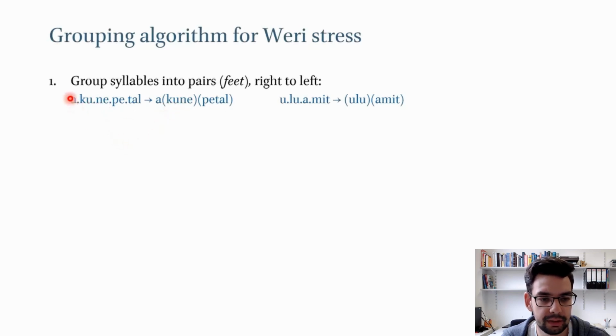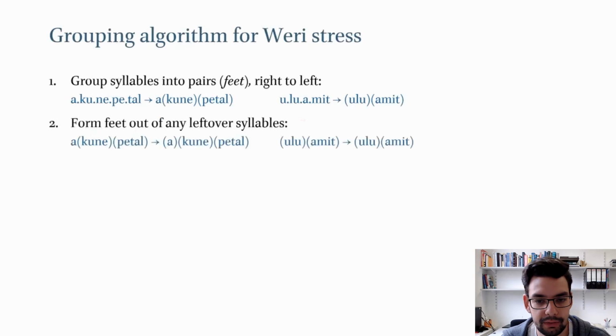Oh, and then we only have a single syllable left. Well, we can't make pairs out of single items, so we'll just leave that, right? The rule doesn't apply. With uluamit, the same thing happens, right? We take mit and a, the second two last ones, make a foot amit, and we take the lu and the u, and we make ulu.